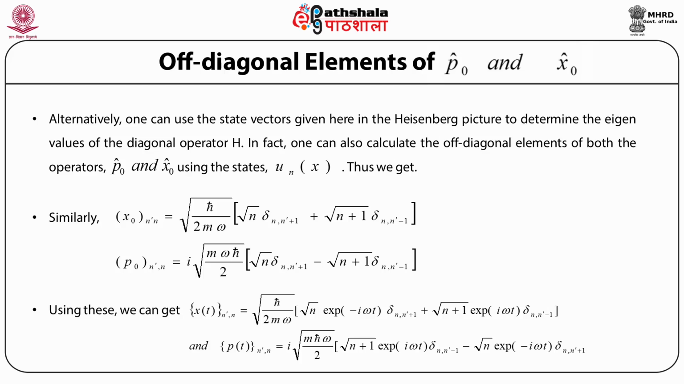And similarly for the whole set of the values of the momentum operator, we get the momentum operator as a function of t, that is time, all the values n'n, equal to i times the square root of mħω by 2, times the bracket: square root of n+1 times exponential of iωt times delta function n'-1, minus square root of n times exponential of minus iωt times delta function n'+1, bracket closed.